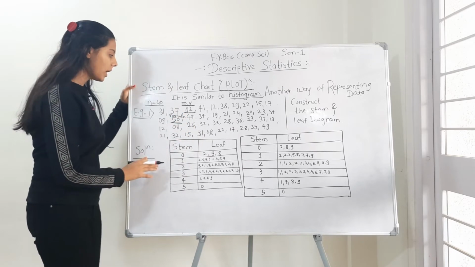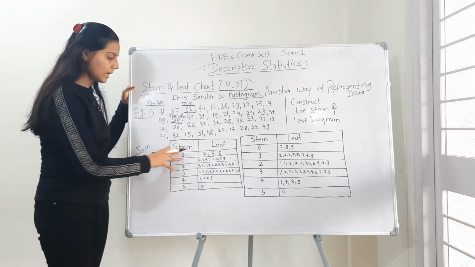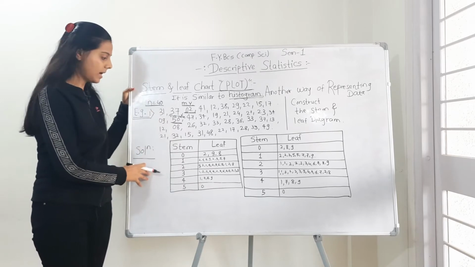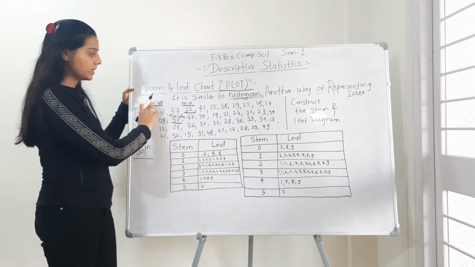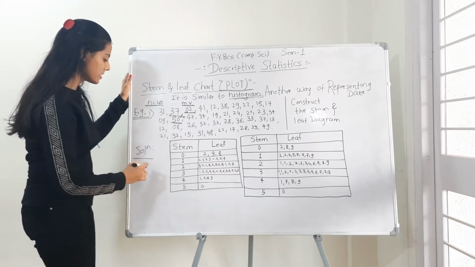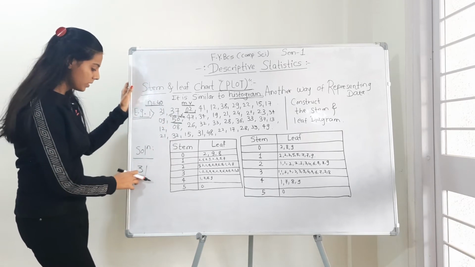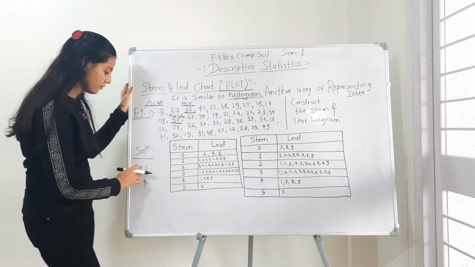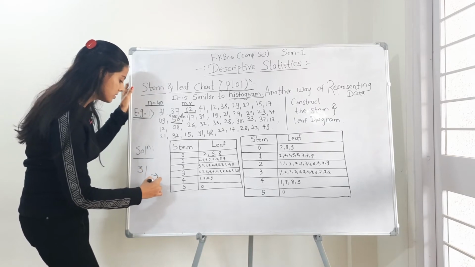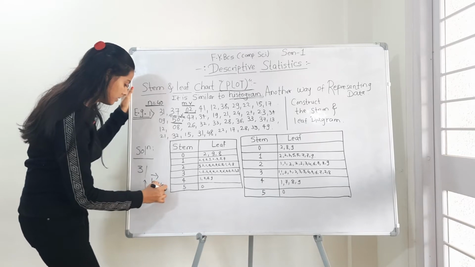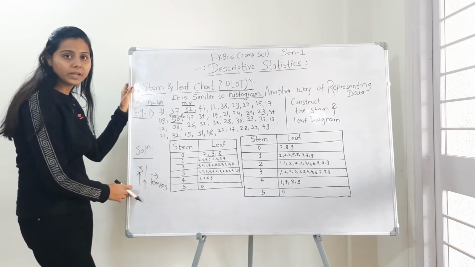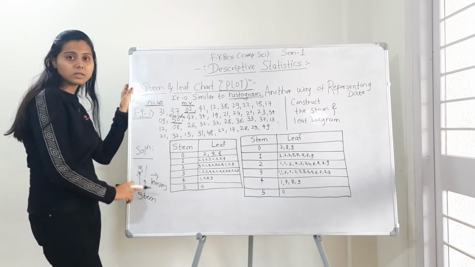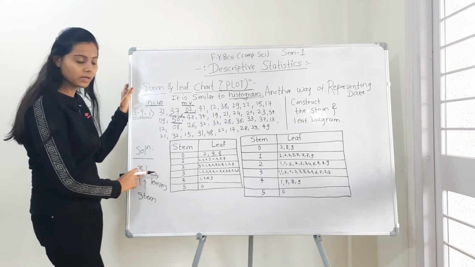So now how do we create this stem and leaf chart for the particular data? There are 40 numbers in your data. Suppose the first number is 31. The unit place digit indicates the leaf, and the tens place digit indicates the stem. This tens place number is your stem, and this unit place number is your leaf.